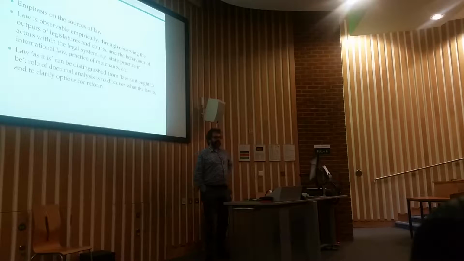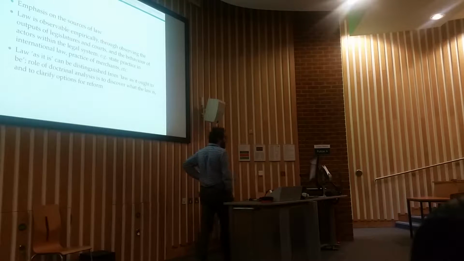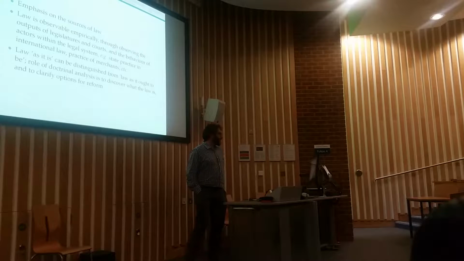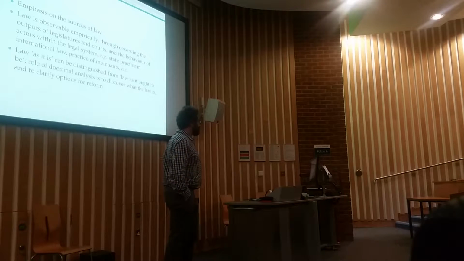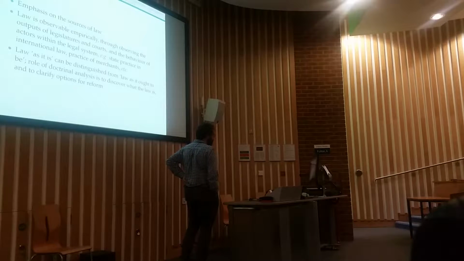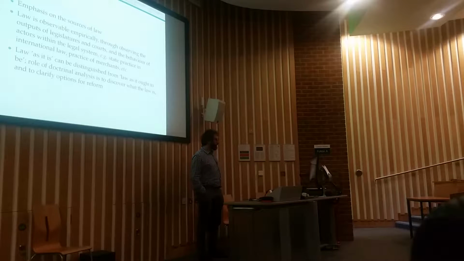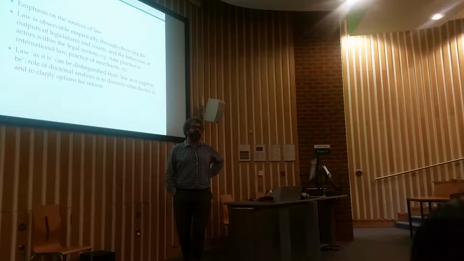So, emphasis on sources of law. Law is observable empirically through observing the output of legislatures and courts and the behavior of actors within the legal system. So, including state practice in international law, the practice of merchants, the opinion of jurists in international law. Law as it is can still be distinguished from law as it ought to be. The role of doctrinal analysis is to discover what the law is and to clarify options for reform.